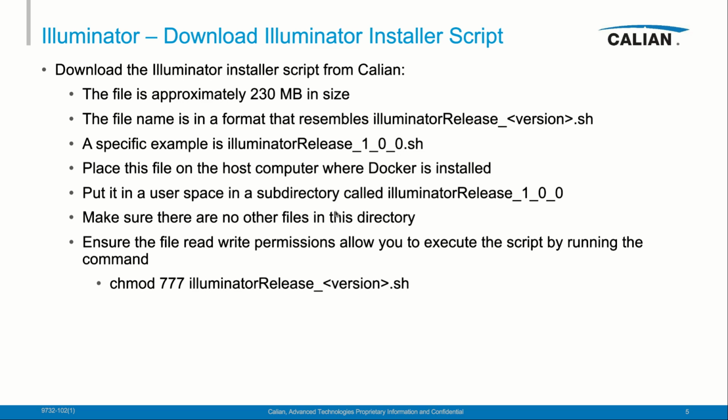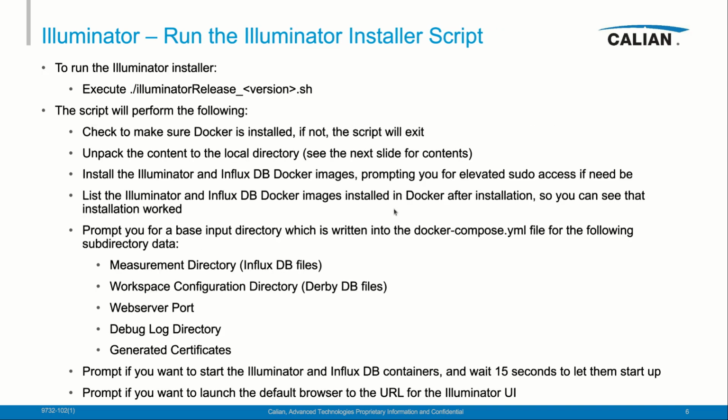So in my case, I use Illuminator release_1_0_0 and make sure there are no other files in this directory. And ensure you have read-write permissions to allow it to be executed. So you might want to run chmod 777 on that file, just to make sure you can execute it. To run the installer, you just execute ./ on that file, and then the script will perform the following.